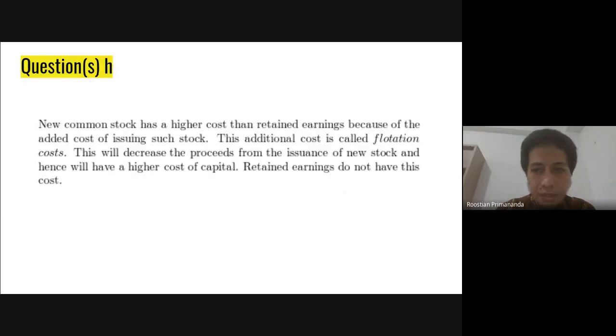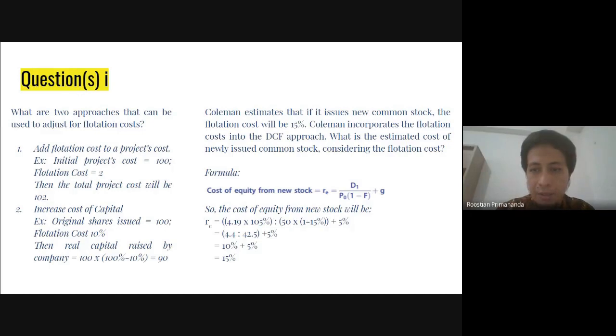Next, for the question H, new common stock has a higher cost than retained earnings because of the added cost of issuing such stock. This additional cost is called flotation cost. This will decrease the proceeds from the issuance of new stock and hence will have a higher cost of capital. Retained earnings do not have this cost. Next, questions I to L will be presented by Pak Wisnu.